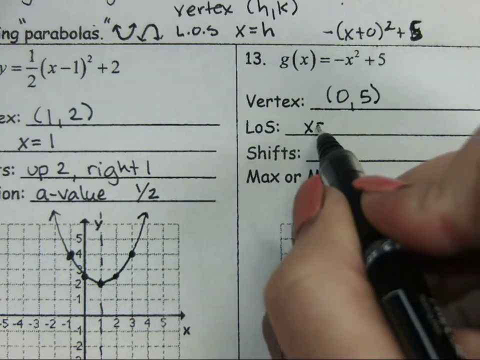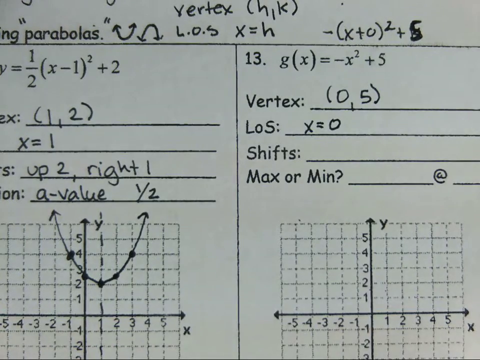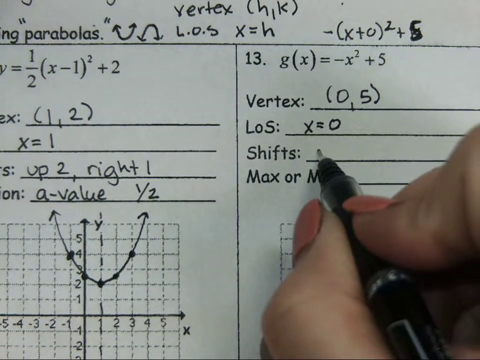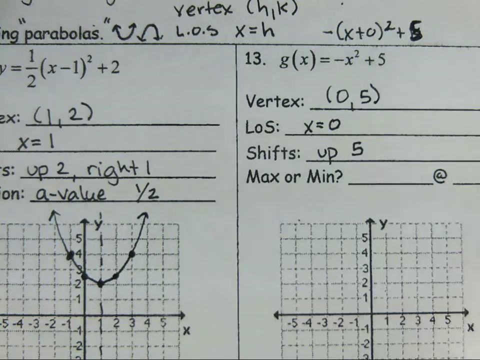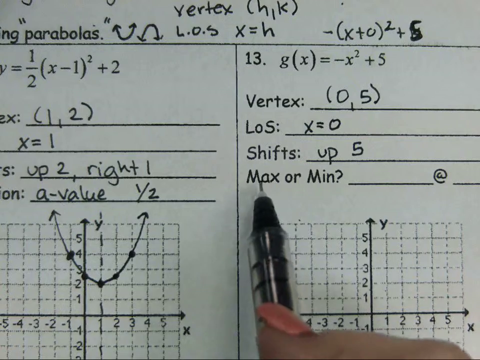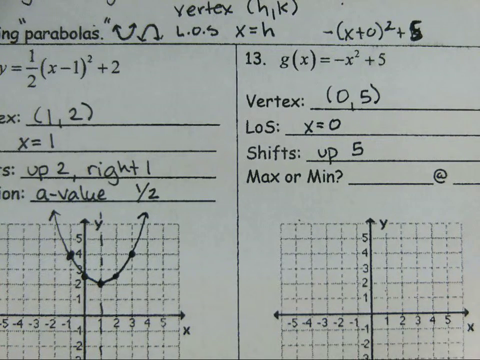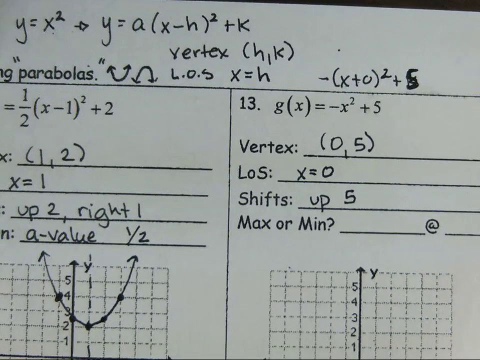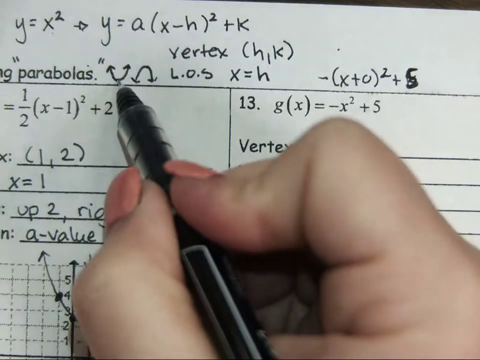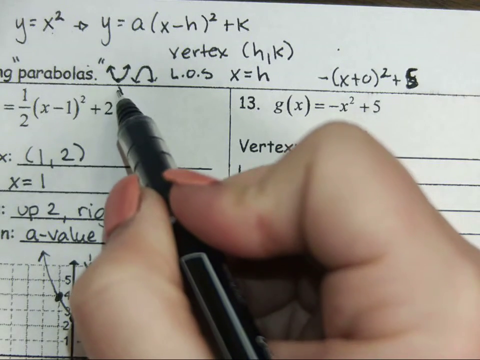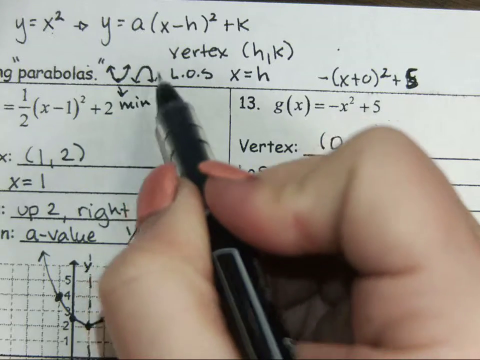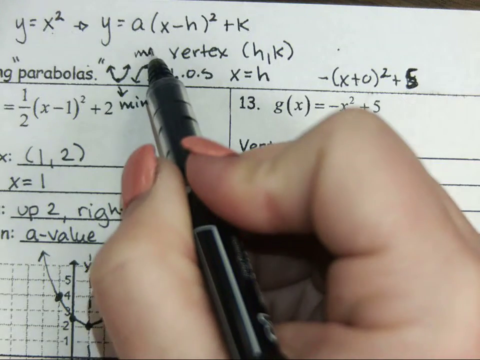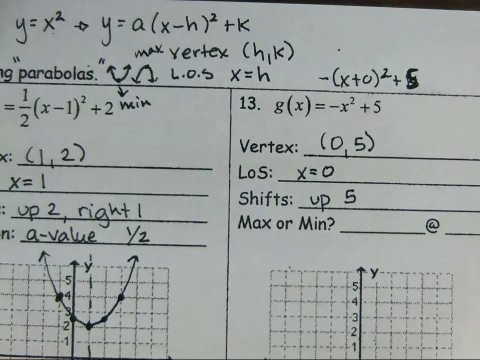My line of symmetry runs through the h value, which is still 0. And I only have one shift. This only means that I went up by 5. And now it's asking this question, max or min. What that's saying is that our vertex creates a maximum or a minimum value. All right, here the vertex is creating a minimum. And here the vertex is creating a maximum. It's the highest or lowest point of a graph.